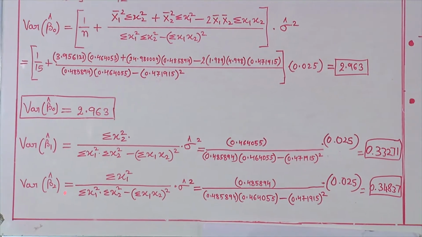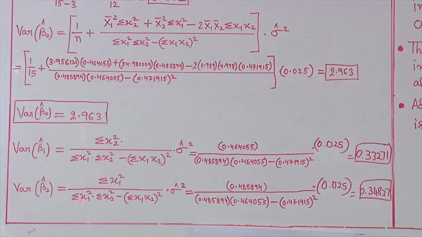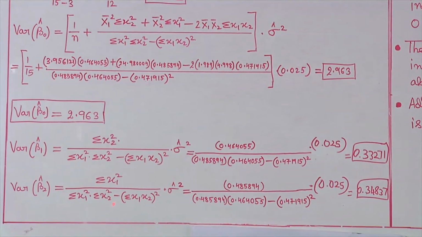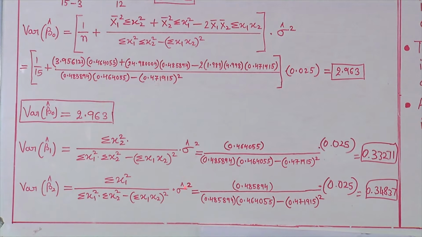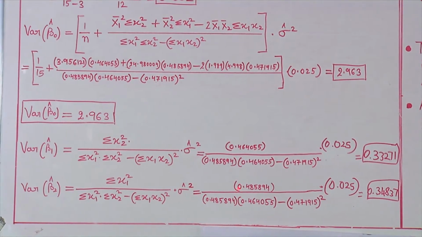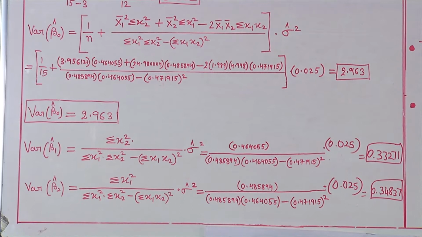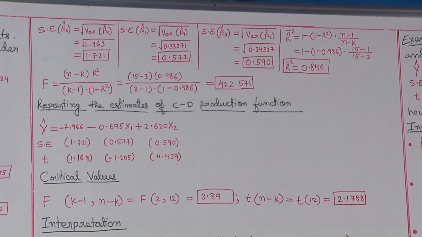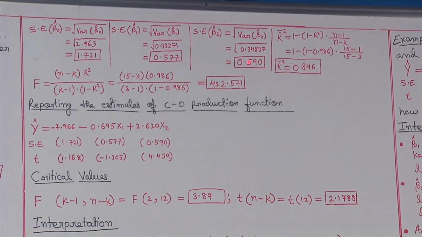and the variance of beta 2 hat can be calculated by using the formula sigma x1 squared divided by sigma x1 squared into sigma x2 squared minus sigma x1 x2 the whole squared into sigma squared hat. After substituting the values, we get the variance of beta 2 hat as 0.34837. Now, with the values of the variance of beta naught hat, beta 1 hat and beta 2 hat, we may calculate the standard errors of the regression coefficients.